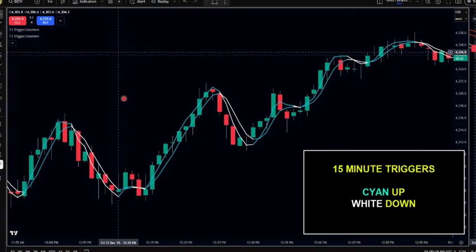On your large chart, there are no background colors. There are no large triggers. Your large chart is going to have small triggers only, guys. And when they're cyan, they're up. When they're white, they're down. Guys, they could be pink and polka dot. It doesn't matter. They're either up or they're down.